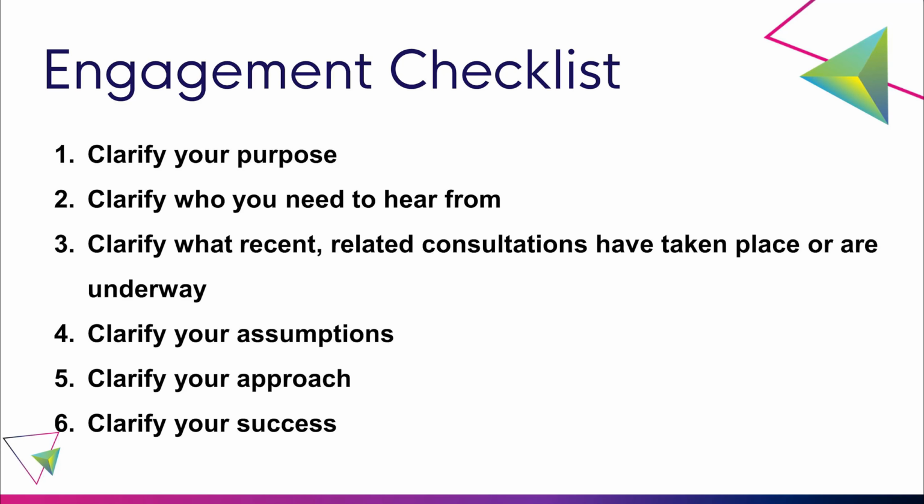3. Teams should ensure that they clarify what recent related consultations have taken place or are underway. 4. Clarify your assumptions. Teams could ask themselves, what do you expect to learn by consulting and listening to these stakeholders? What evidence do you have now about stakeholders' positions on this issue? What do you need to understand better in order to understand the current state of this policy issue? 5. When clarifying your approach, teams can ask themselves, what methods and tools are available that could help you achieve your objectives and reach target participants? 6. Last but not least, clarify your success. How will you know when you have enough feedback?